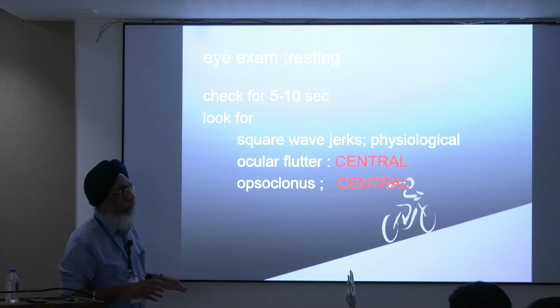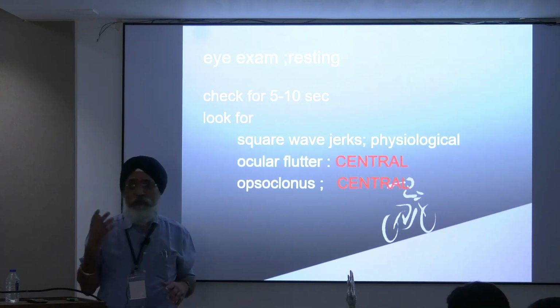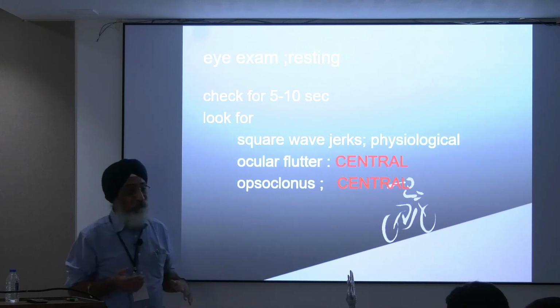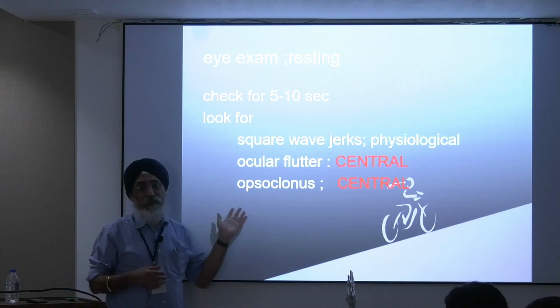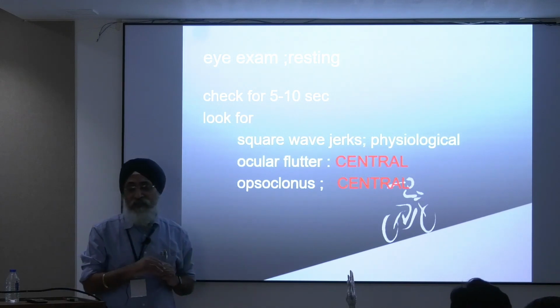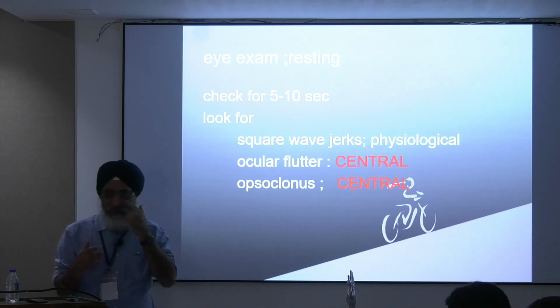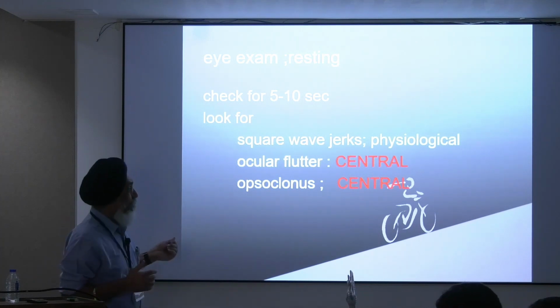And more commonly seen, as I mentioned before, is autoimmune encephalitis, which could be paraneoplastic also. And these patients need immediate workup for that. So this is what we see in the resting eye. Now we go to the pursuit and the saccades. Next videos. From video 20.